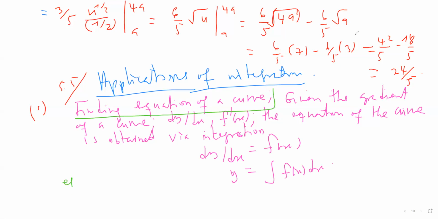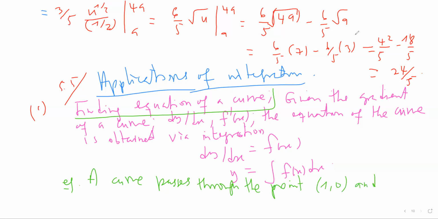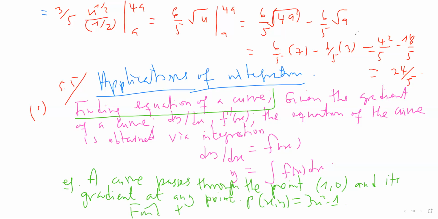Right? So for example, if a curve passes through the point (1, 0) and its gradient at any point P(x, y) is 3x squared minus 1, then let's find the equation of the curve.